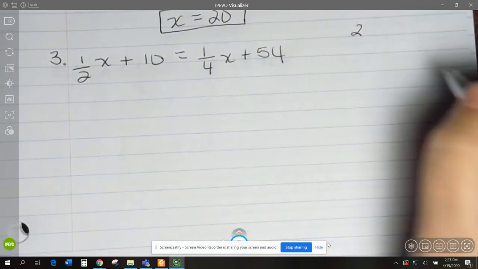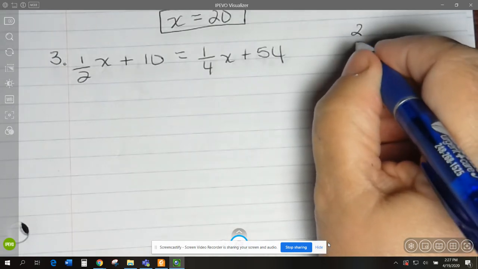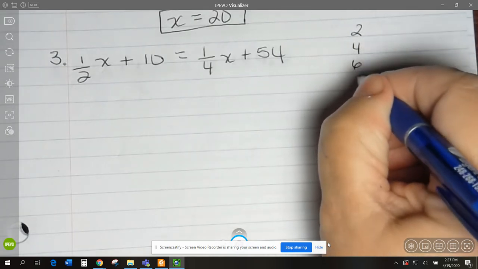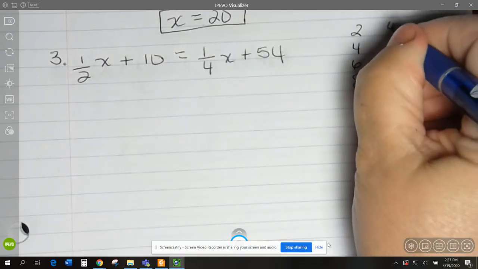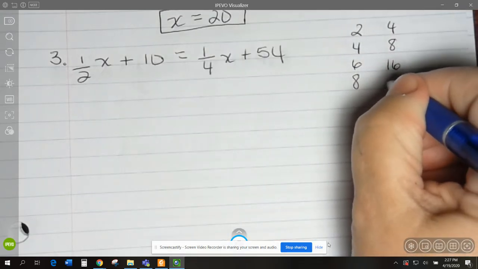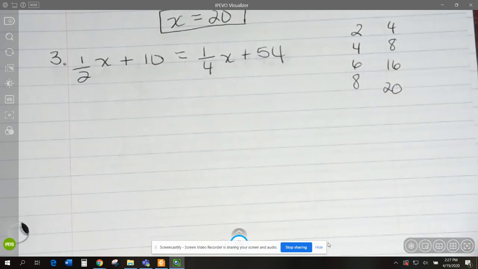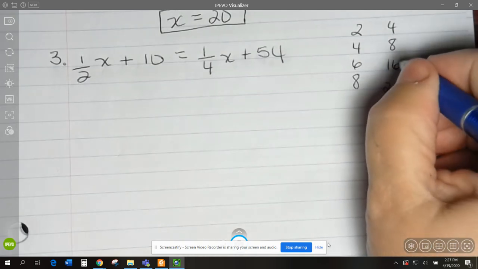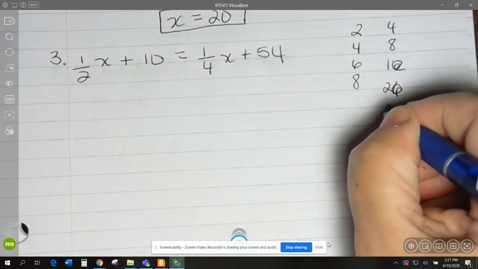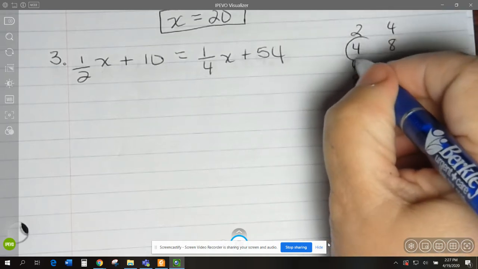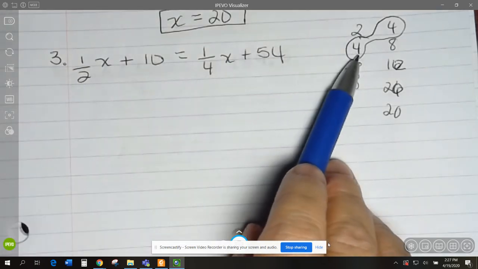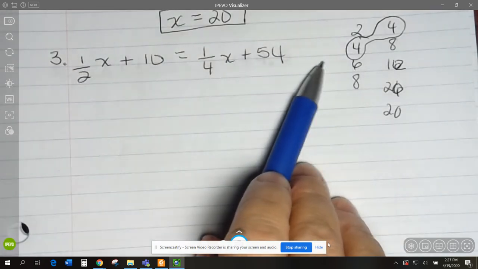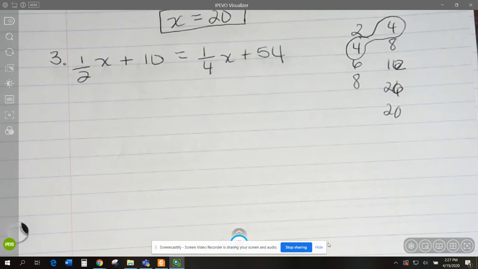If we take our multiples of 2, we'd have 2, 4, 6, 8. Our multiples of 4 would be 4, 8, 12, 16, 20. And notice we have 4 in common. That's the least of our common multiples. So I want to take everything and multiply these by 4, and that will magically get the fractions away.